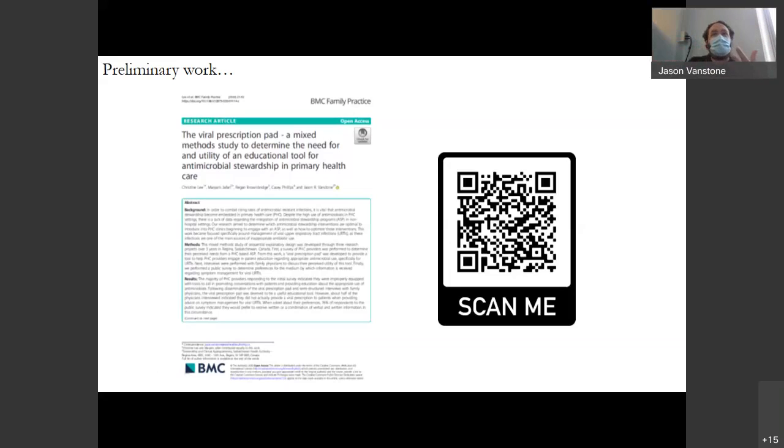So once we developed that, we partnered with some of our colleagues in primary healthcare and essentially hit the streets and knocked on doors and went to clinics and delivered viral prescription pads just to get that information out there. We talked with them about antimicrobial stewardship, and tried to really start to get the ball rolling on getting people involved and aware of the existence of this.